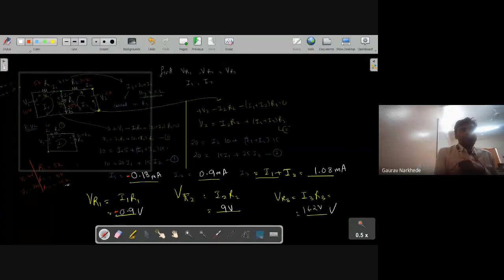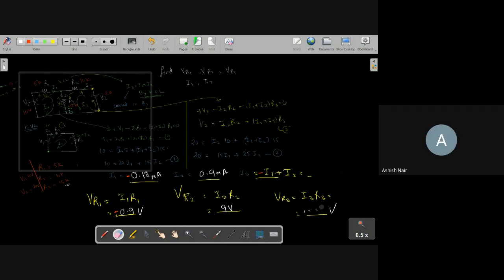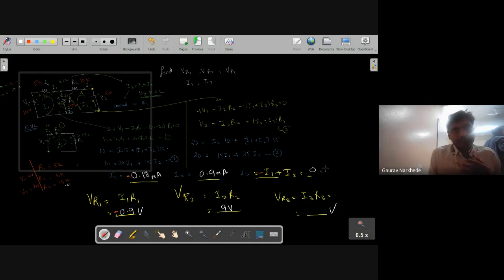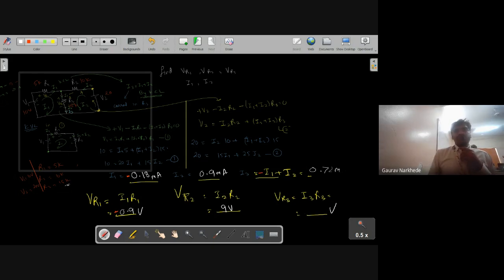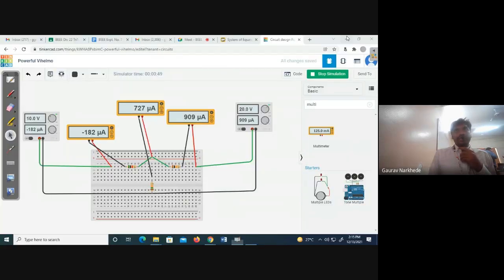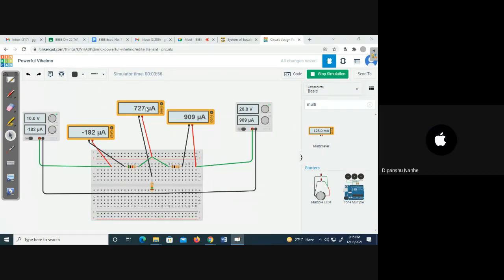And here this is minus, sir. I1 plus I2, so therefore this will be 0.72. 0.72 milli. So if we just go here and see, is it correct? 0.72 milliampere? Yes, sir. Perfect. Okay, good.